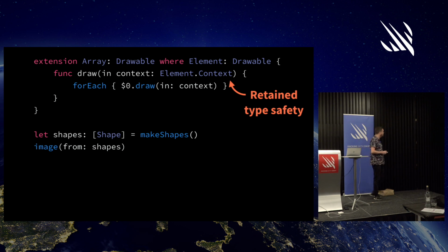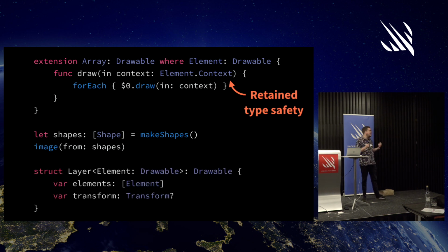Another thing that we could do is create more generic types that help us do drawing in more powerful ways. For example, we could implement a layer type that applies some kind of transform to an array of elements, and that again conforms to drawable. The cool thing about that is that we can introduce all these new types, and we can still use that same image from function with any of them, because we don't need to keep implementing the same thing.